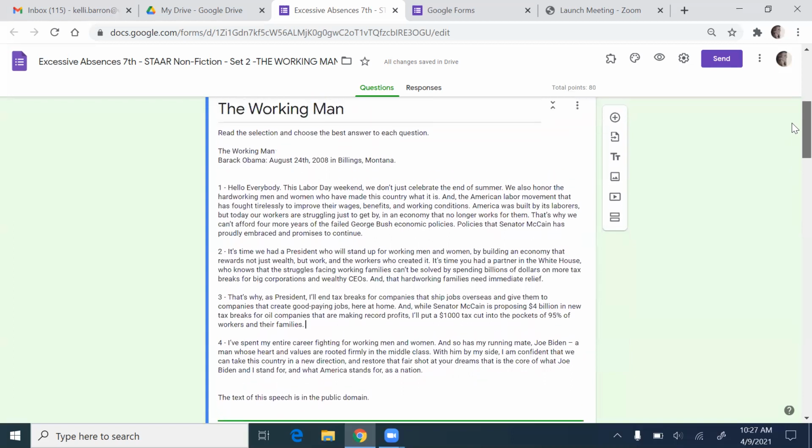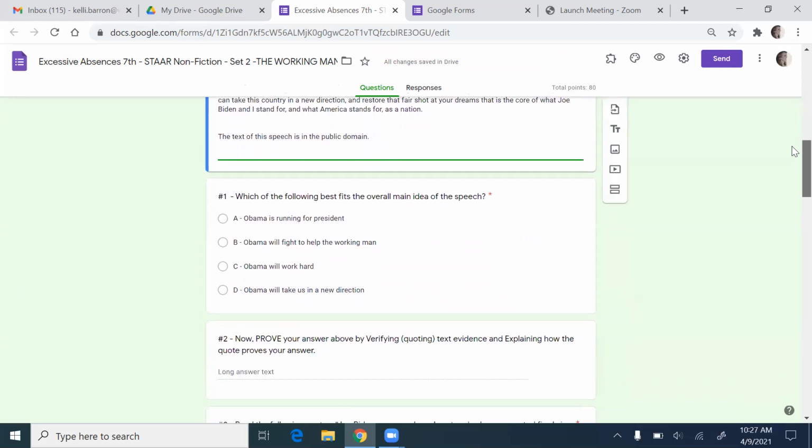Don't forget to have them look at the title. It's about the working man. Who wrote it? Barack Obama made this speech. When did he make it? Then go through and read the speech as a class. Once they've done that, come back. Which of the following best fits the overall main idea of the speech? It's going to be B. Obama will fight to help the working man.